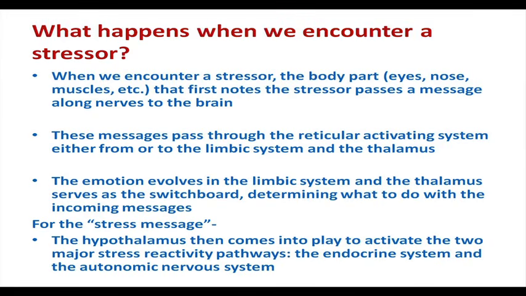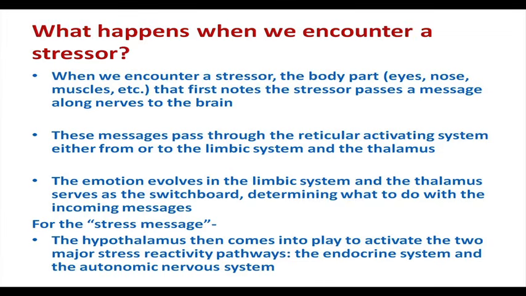The emotion then evolves in the limbic system, that is whether this is a fearful situation, a joyful situation, or an unpleasant, sad situation, is decided by the limbic system. We remember the limbic structures that are related to it, primarily the amygdala, the hippocampus, and the basal ganglia, which we haven't discussed in this case. Then it travels to the thalamus, which serves as the switchboard, that is, it determines what to do with the incoming messages, where to send the impulse to which organ.